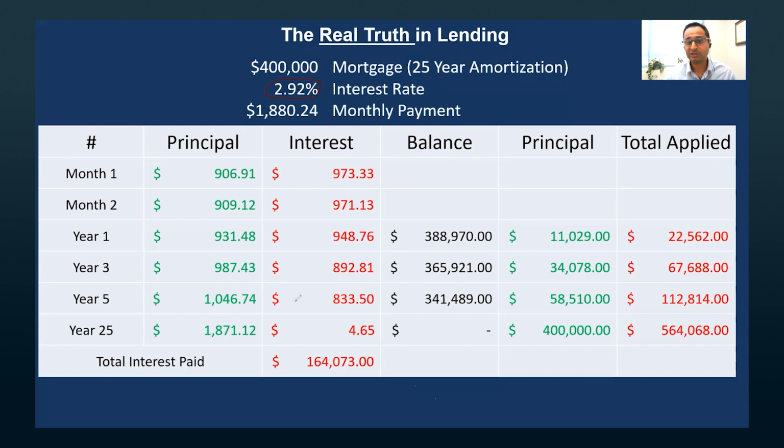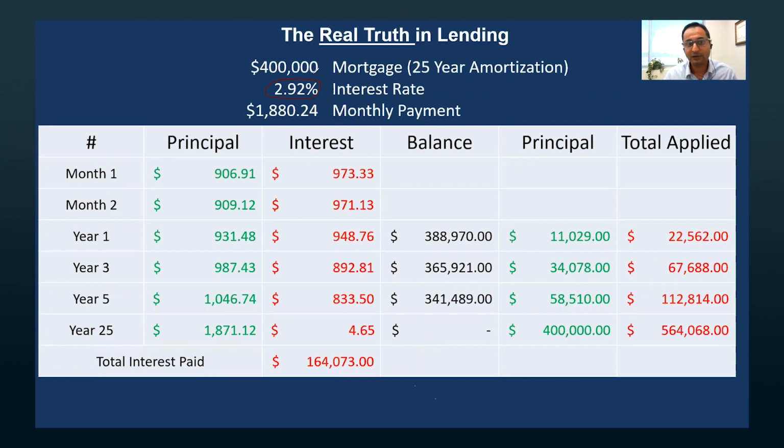Do you still see 2.92% in the transaction? That's a no, because 2.92% is what the bank is going to charge you every year on the remaining balance. It's not about the rate, it's the volume and velocity of the interest that we're going to pay to the bank.